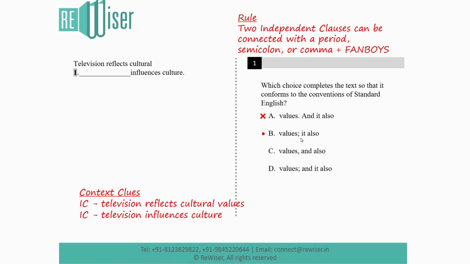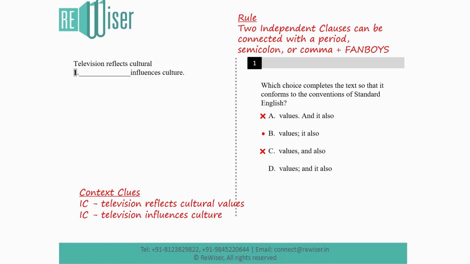Let's go to option C. Television reflects cultural values, comma, and also influences culture. Now the problem with option C is that it's using the comma and the fanboys, but the subject from the second independent clause is dropped. When you're using the comma and the fanboys, you need to ensure that the subject is also along with the second independent clause. Without the subject, the second independent clause cannot stand. So option C is eliminated because there is no subject in the second independent clause. So let's eliminate option C.